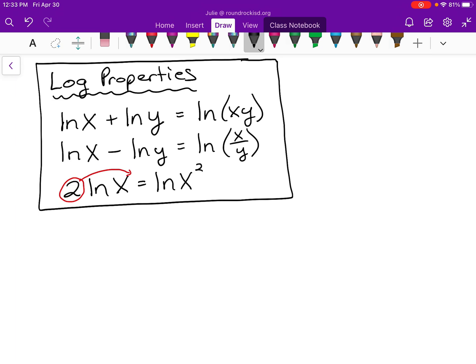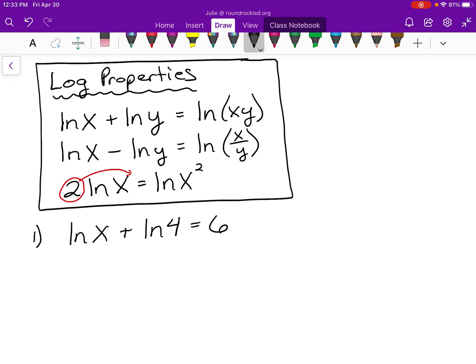So let's look at 2 examples before we stop, and we'll use some of these properties. So I have natural log of x plus natural log of 4 is equal to 6.